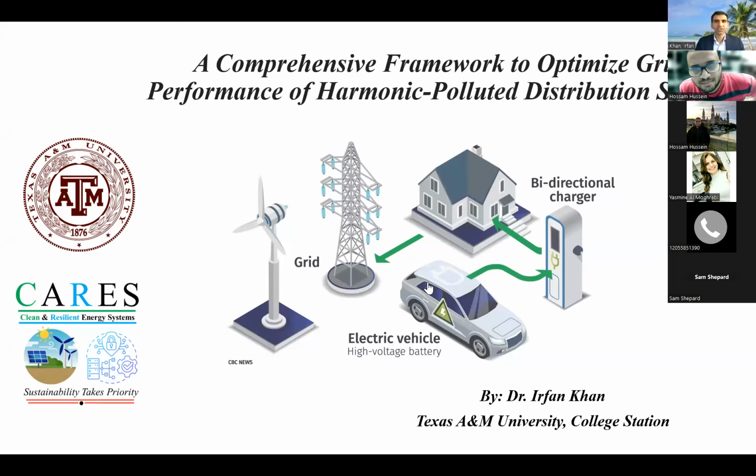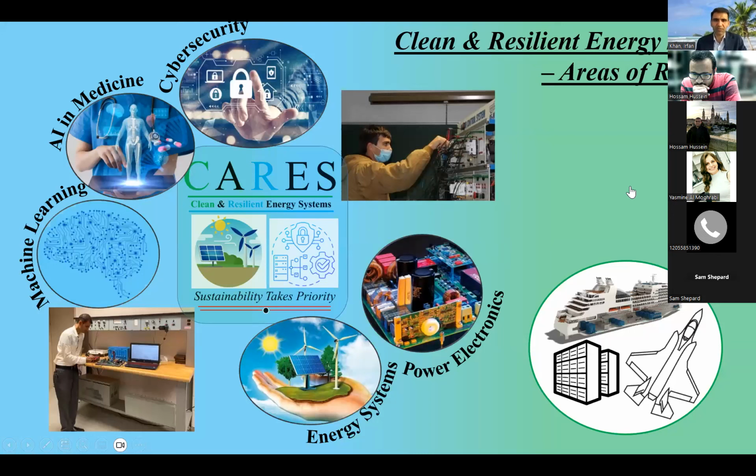Okay, let's start. As it was mentioned, the topic is a comprehensive framework to optimize grid performance of harmonic polluted distribution systems. The talk is more on the impact of electric vehicles, how electric vehicles can pollute the grid, and how distributed energy generation (DGs) can also inject harmonics or maybe help the grid, like with voltage improvement.